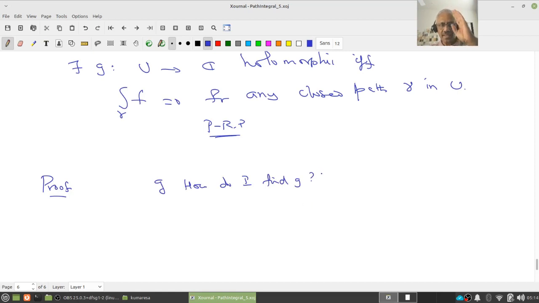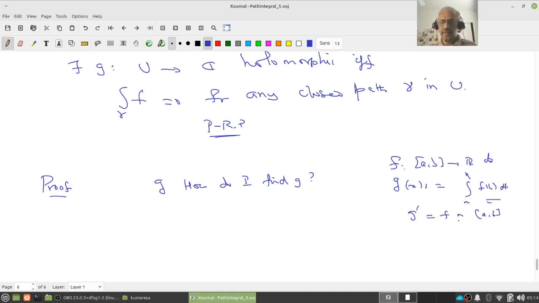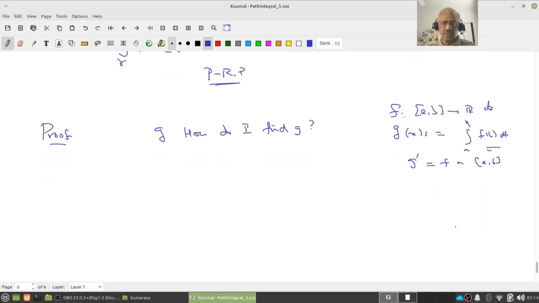Recall, I already told you, if it's the fundamental theorem of calculus, if f is a real valued function from [a, b] to R which is continuous, then finding such a G is easy. I only have to define G of x to be the integral from a to x of f of t dt. Then the fundamental theorem says G prime is f on [a, b]. So this gives us an idea about G.